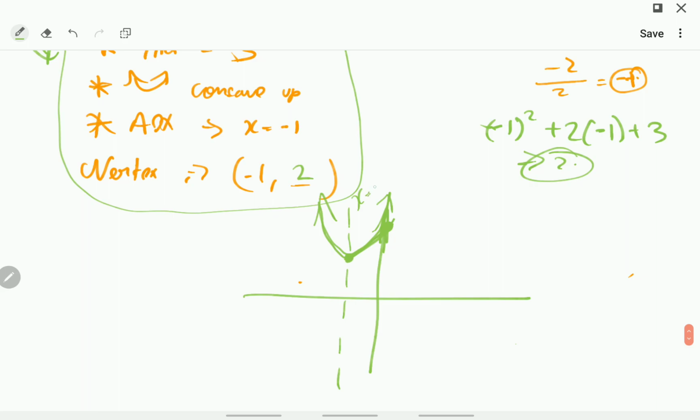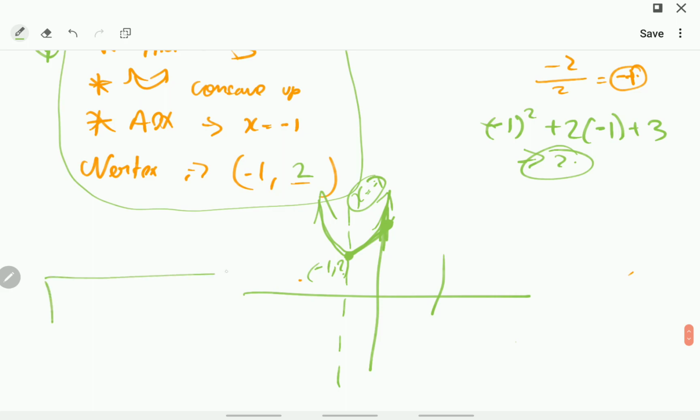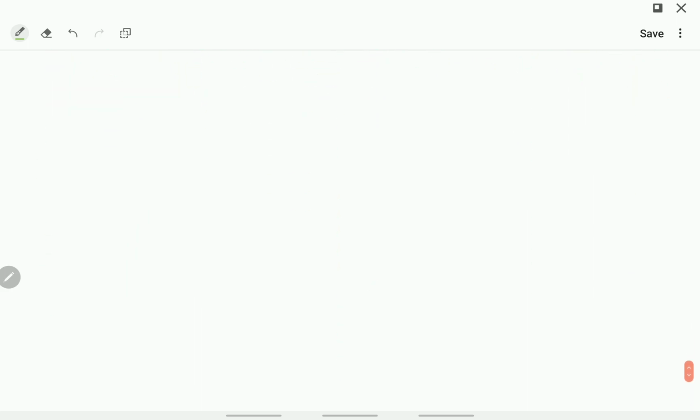X is equal to minus 1. Label all these points as always. Concave up. Yeah, good. You can go on and additionally do a table of values to find additional points. And then label this as maybe 0, 3, and this as minus 2, 3. Who knows? You can do a table of values, but that's up to you.